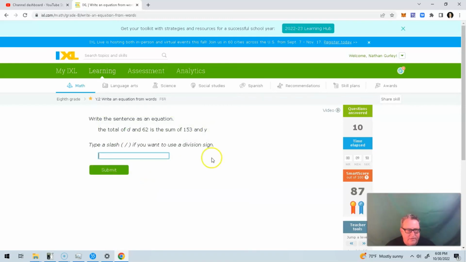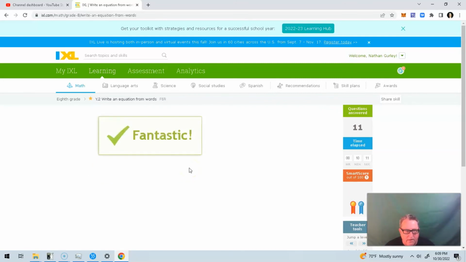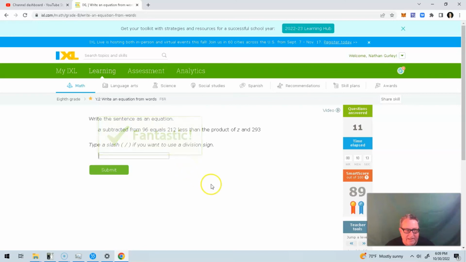Alright, write a sentence. The total of D and 62 is. The total of, well, it's D plus 62 is what? The sum of, so now we have to add something, 153 and Y. Fantastic. Thanks, IXL.